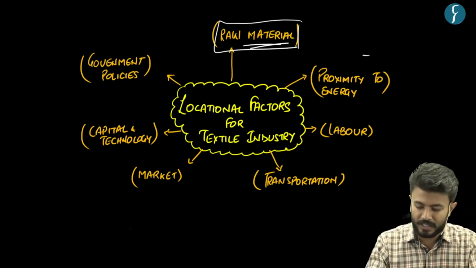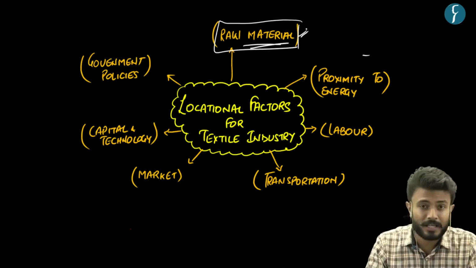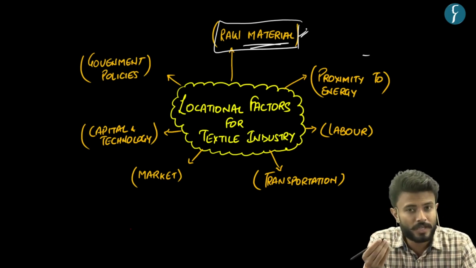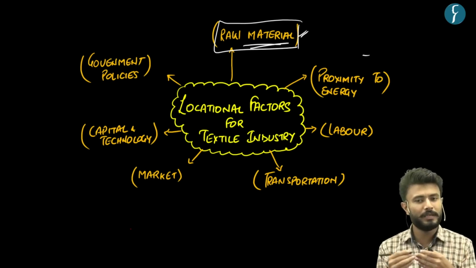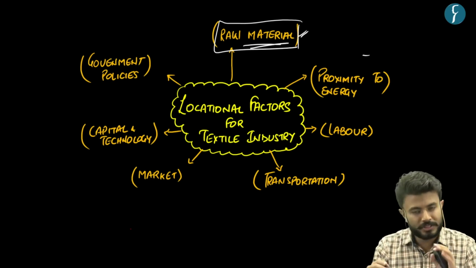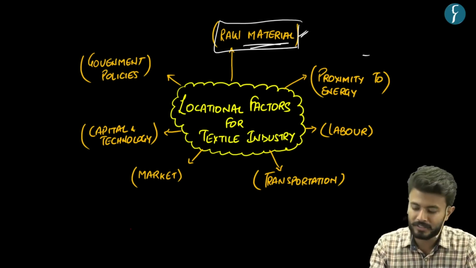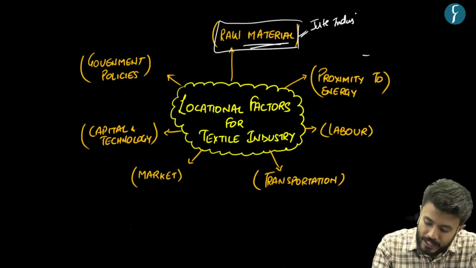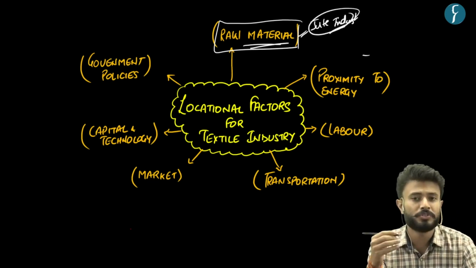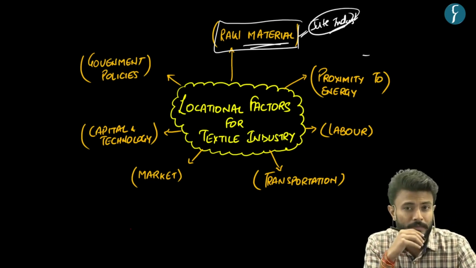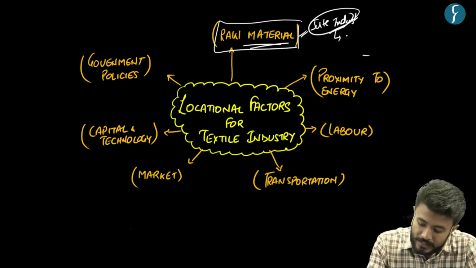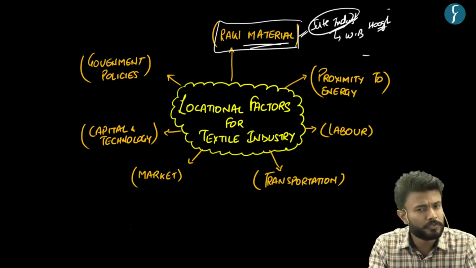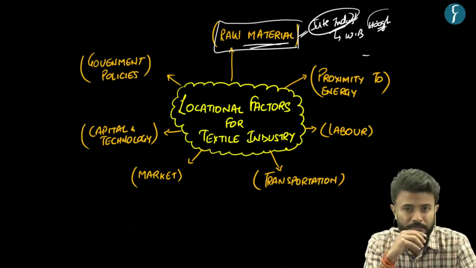So we were discussing how the presence of raw material has affected the distribution and location of textile industries not only in India but across the globe. And we will do this with the help of examples. So if you take the example of the jute industry in India, where do you think most of the jute textile industries are located? They are located in the West Bengal state, that is the Hooghly Basin region. We can also call it the Ganga Brahmaputra Delta region.